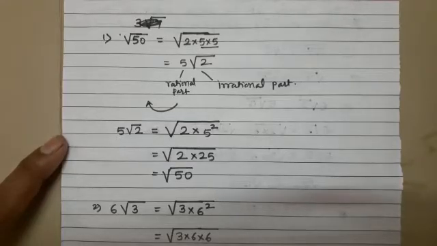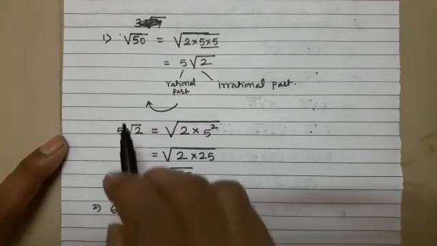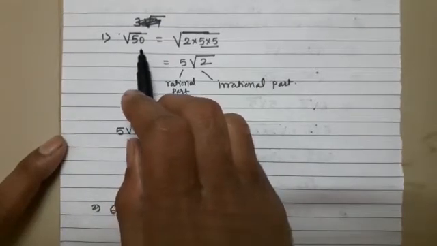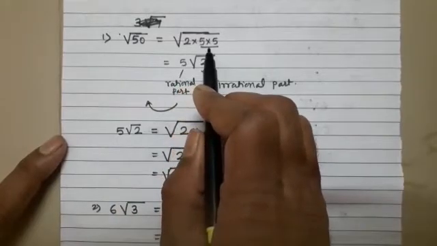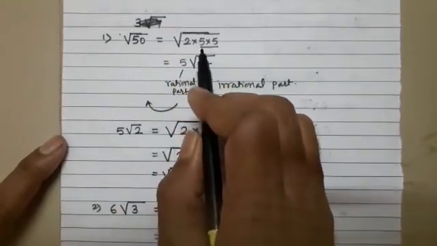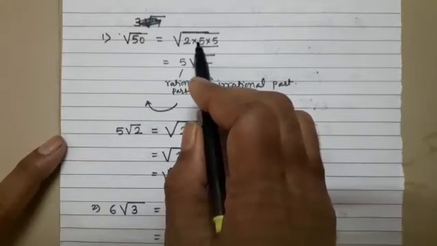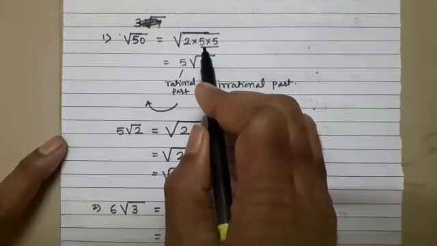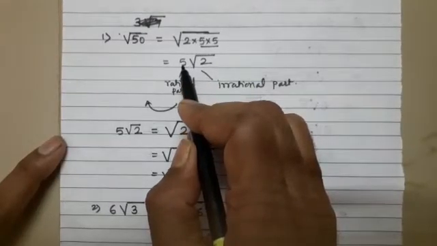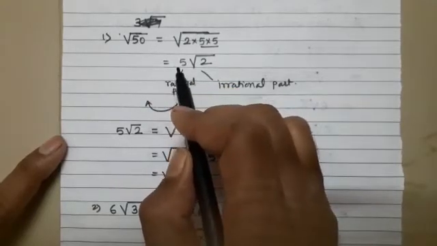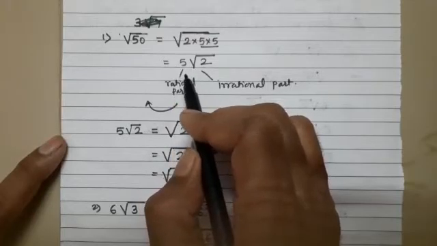Students, in the last period we have seen how to write down a surd in the simplest form. This is the surd square root of 50. Now find out the prime factors of 50: 2 into 5 into 5. Write them down in the square root. Then make the group of two same factors. Make the group of 5 into 5. That means it is a square, and for this group we take a single 5. That means it is the square root. And this 2 remains in the square root. In this way, we write the surd in the simplest form.